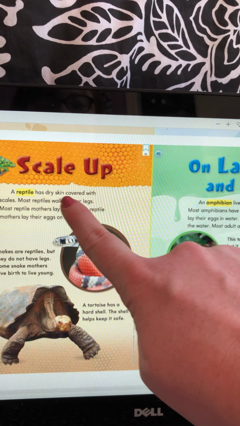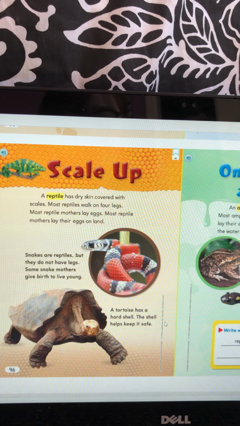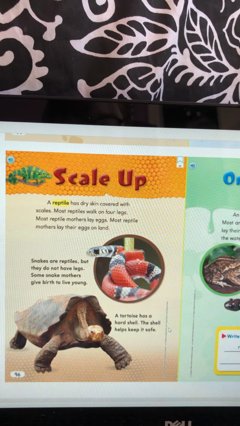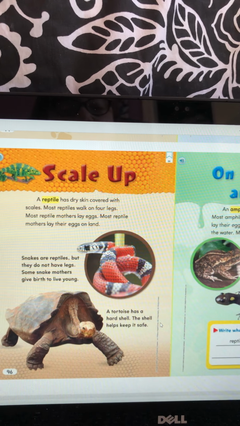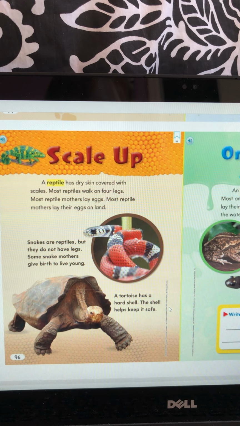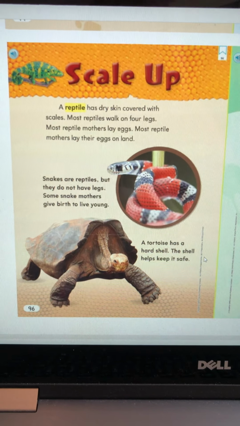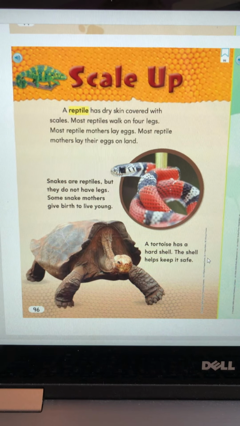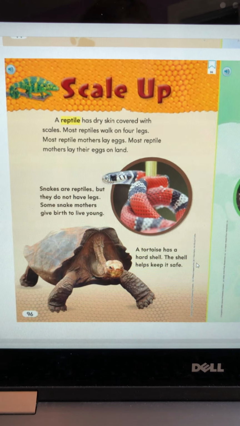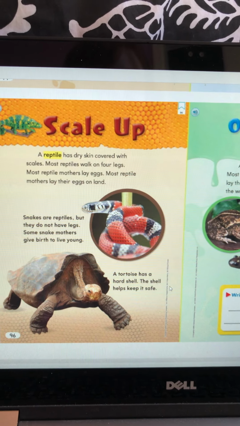A reptile has dry skin covered with scales. Most reptiles walk on 4 legs. Most reptile mothers lay eggs. Most reptile mothers lay their eggs on land. So remember, reptiles lay their eggs on land. Okay? And then over here it says snakes are reptiles, but they don't have legs. Some snake mothers give birth to live young. A tortoise has a hard shell. The shell helps keep it safe. Keep that in mind because we will be needing to know that later.